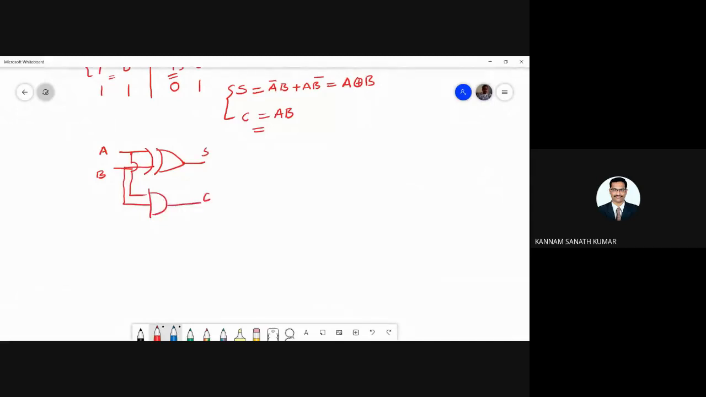Suppose if you want to draw the given expression in AND or invert logic, how can you draw? So A is given through the inverter. This A bar B, this expression I am using. A bar B, A bar B. So this is given through an AND gate, A bar B, and AB bar plus AB bar.